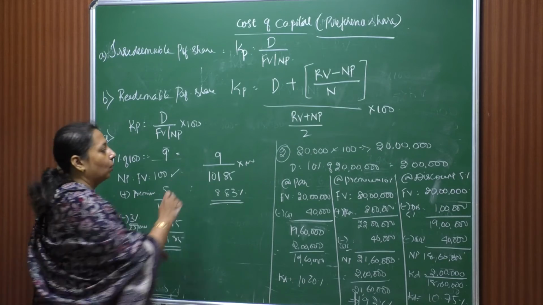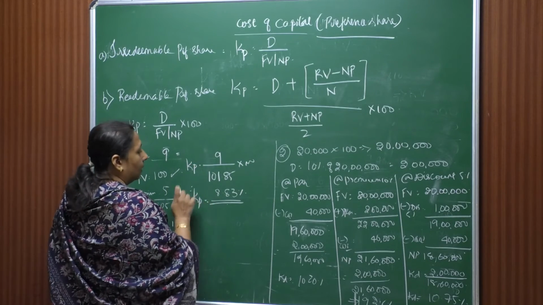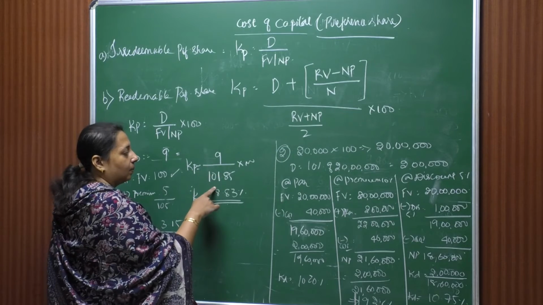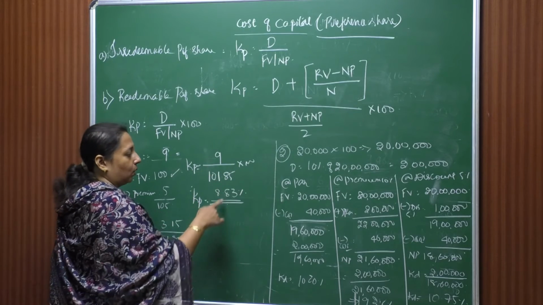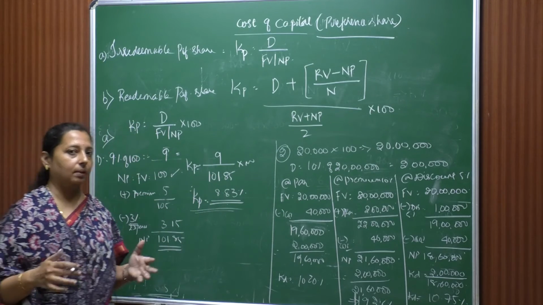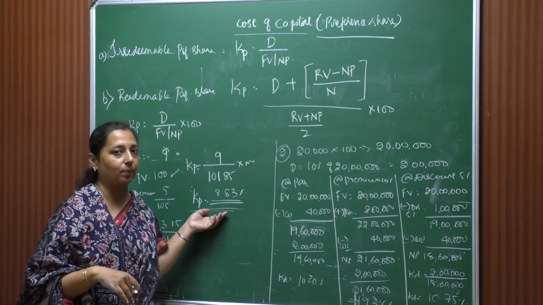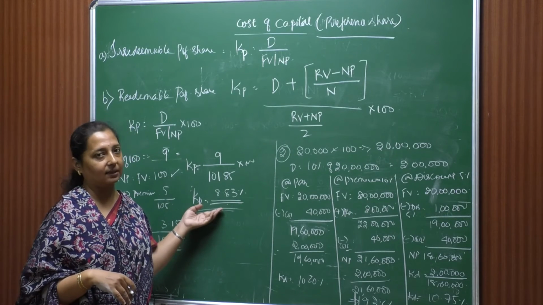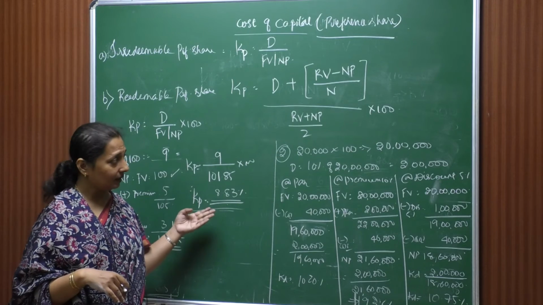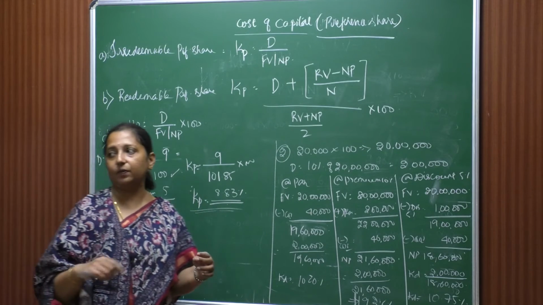Substitute the value. Cost of preference share is equal to 9 divided by 101.85 into 100. So the cost of preference share is 8.83%. This is your first problem. Hope you understand. Let's move on to the second one.